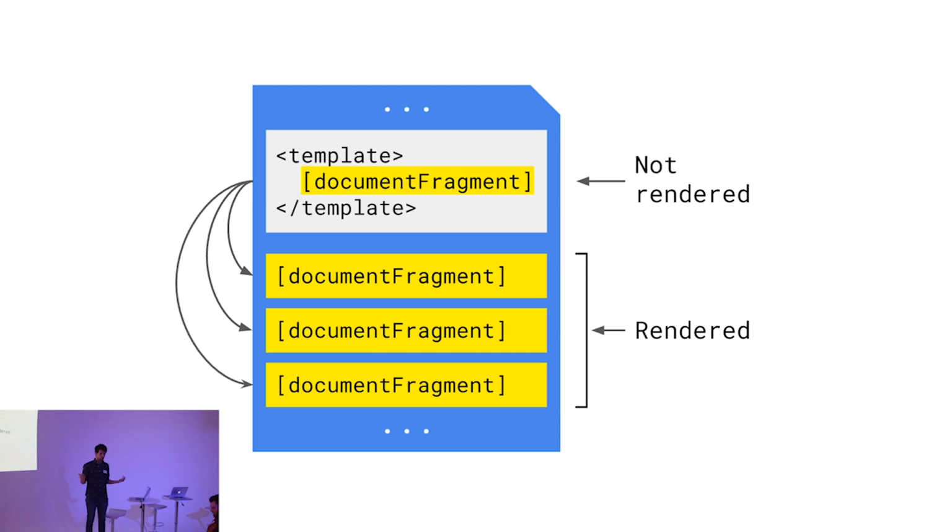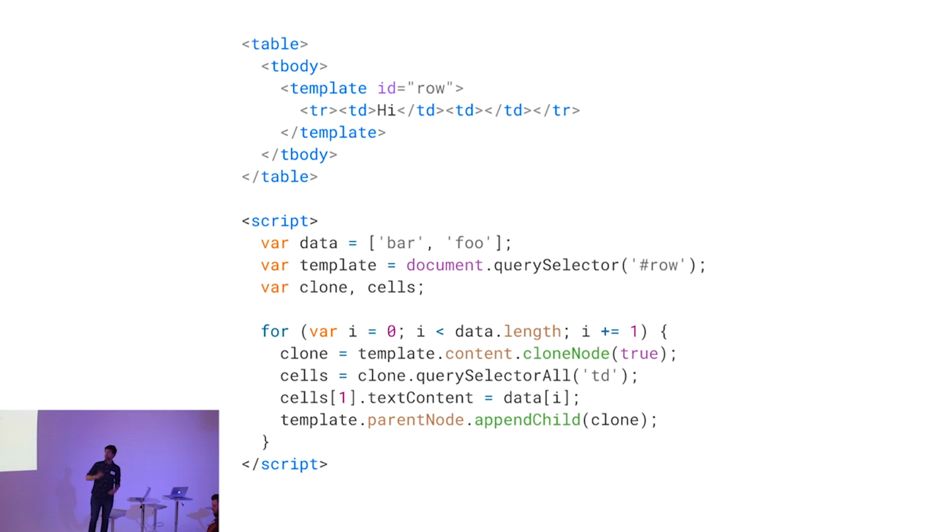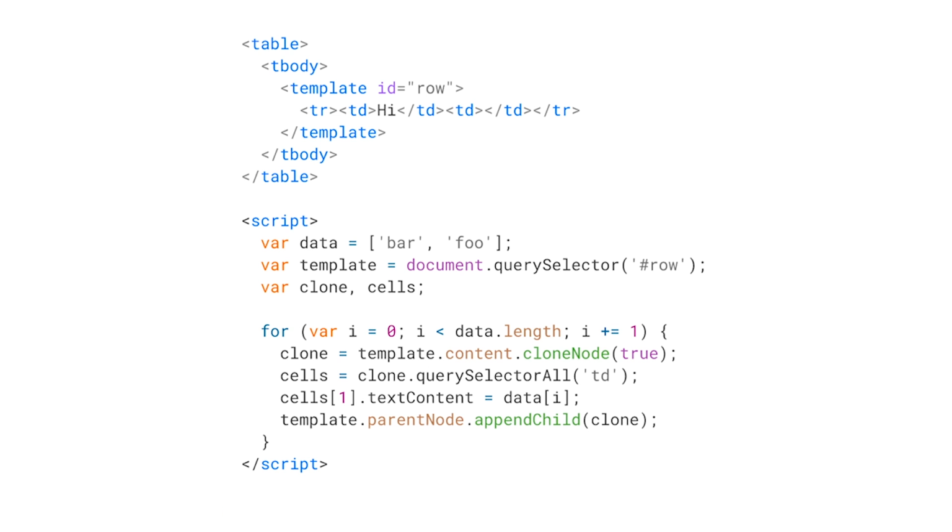We have all the DOM APIs for us, and we can use them, for instance, as in this example, to have a table row, and we can just clone it and insert data in it. So this is very useful for templating. They are fully editable via JavaScript.